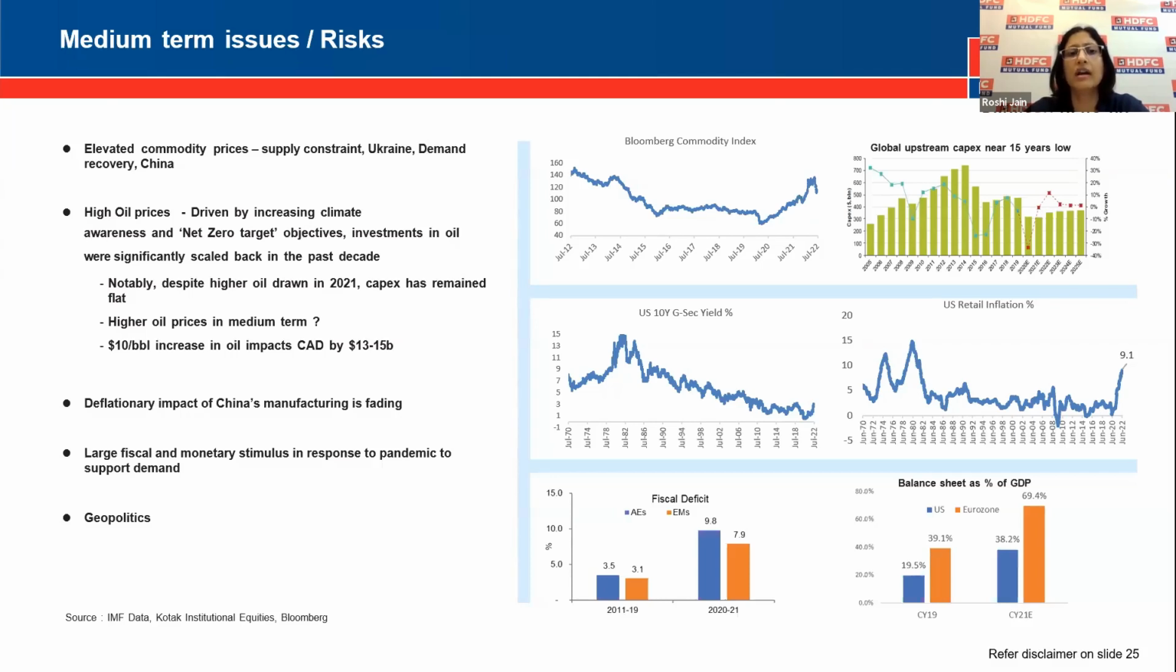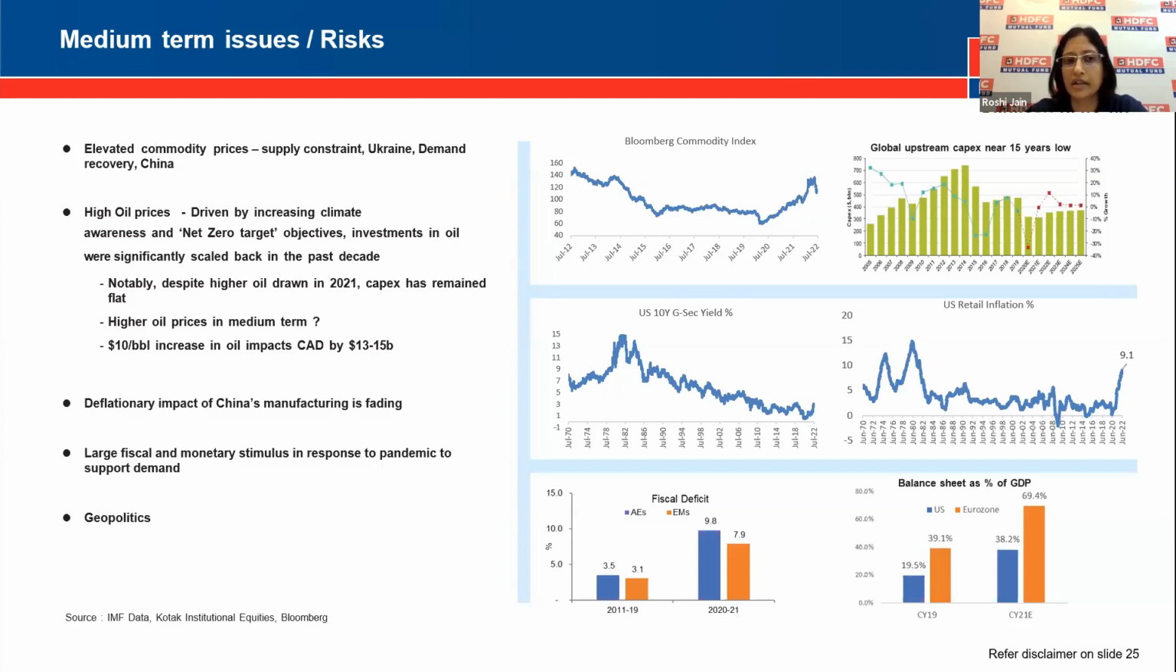The math is simple. We import about 1.5 billion barrels of oil per annum, and therefore a $10 increase in crude impacts net imports by about $15 billion. So that really is a risk that impacts the economy and something that we should be cognizant of. The supply side clearly has been disrupted on account of geopolitical issues. And while we have seen softening from the peak, nevertheless, this is something that one needs to be cognizant of.